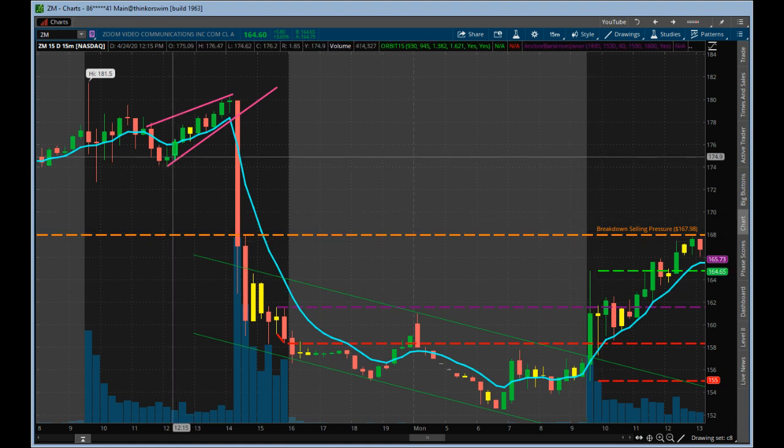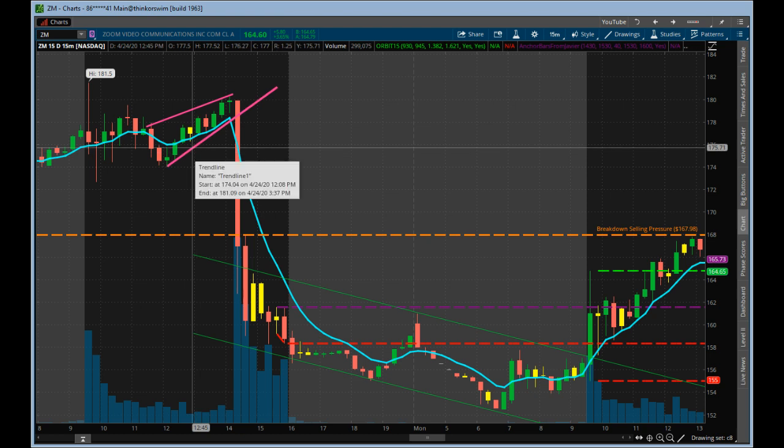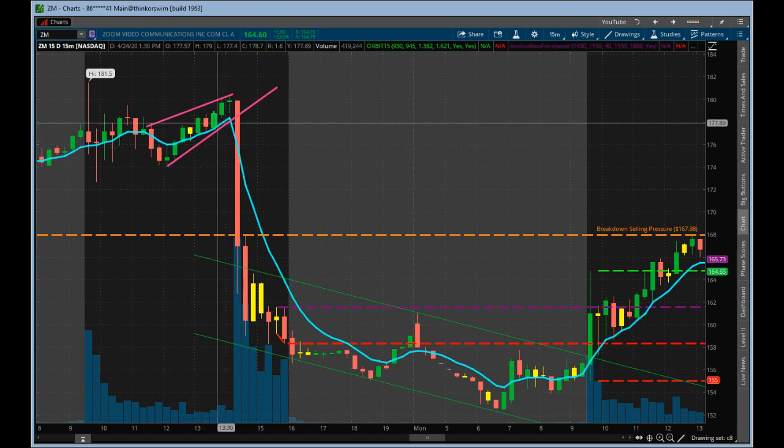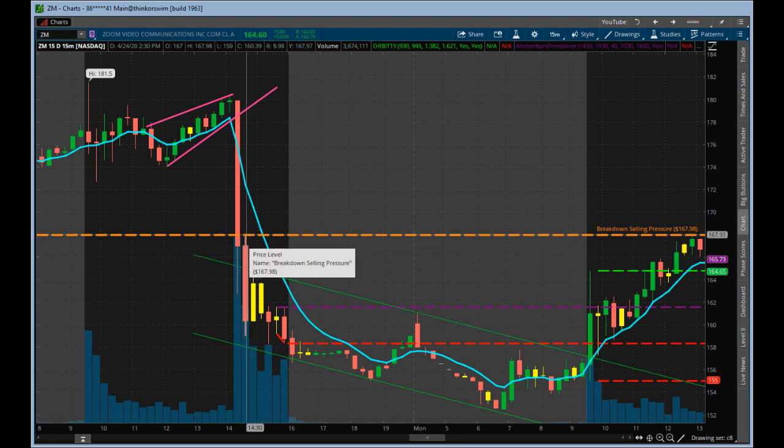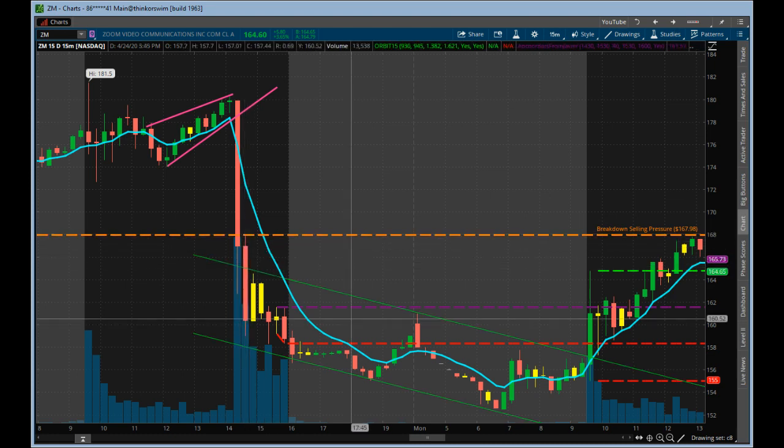So Friday we had that news that came out about Facebook doing their video conferencing thing, which could possibly compete with Zoom, and Zoom just tanked, right? But look what it did, right? And it bounced. It failed to get above. It failed to get a 50% retrace on that, and it broke down again right here. So that level, right, was important today.